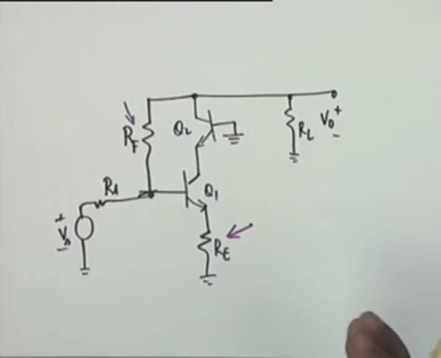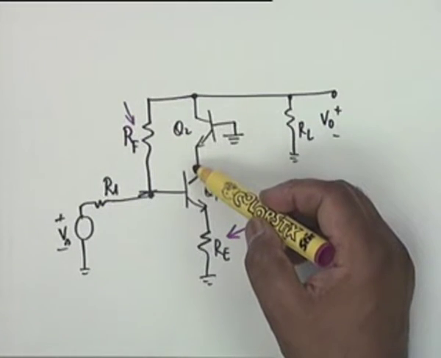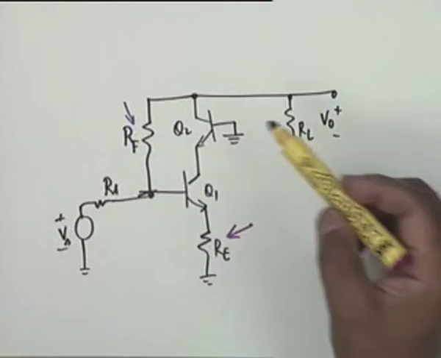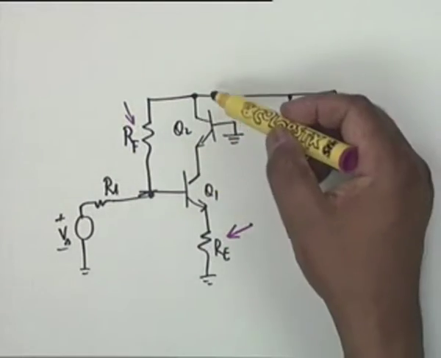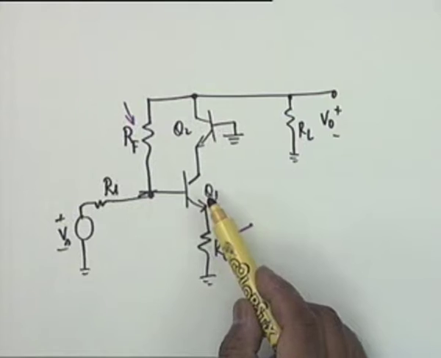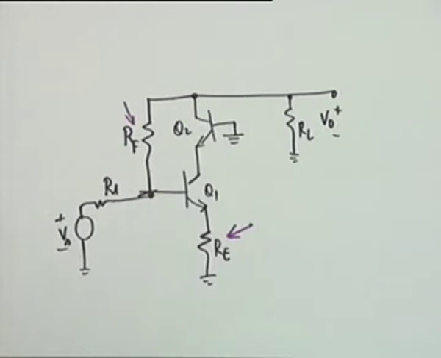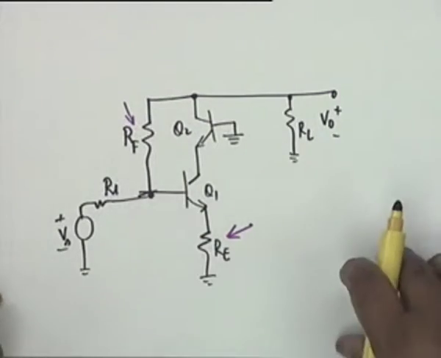This is always the case, because the C mu here will be reflected as 2 C mu, and the C mu here is grounded from base to ground, and therefore the Miller multiplication does not occur. Miller multiplication occurs, but very little in Q1, just doubling, and none in Q2, because that C mu is grounded. Therefore, this is a preferable circuit.